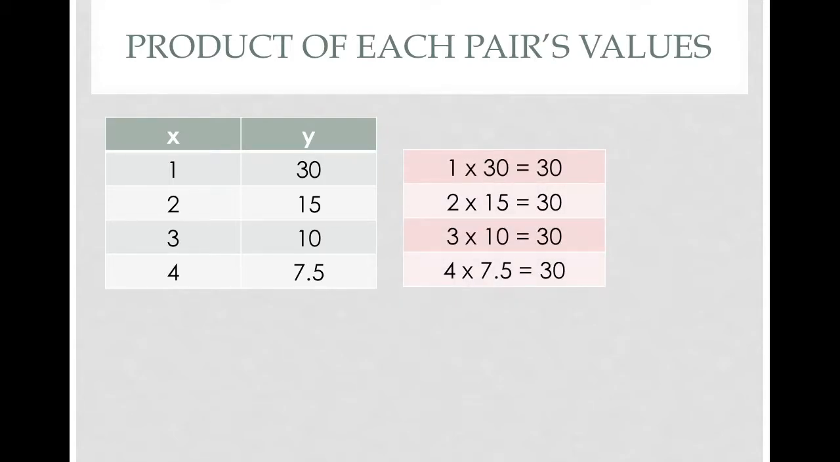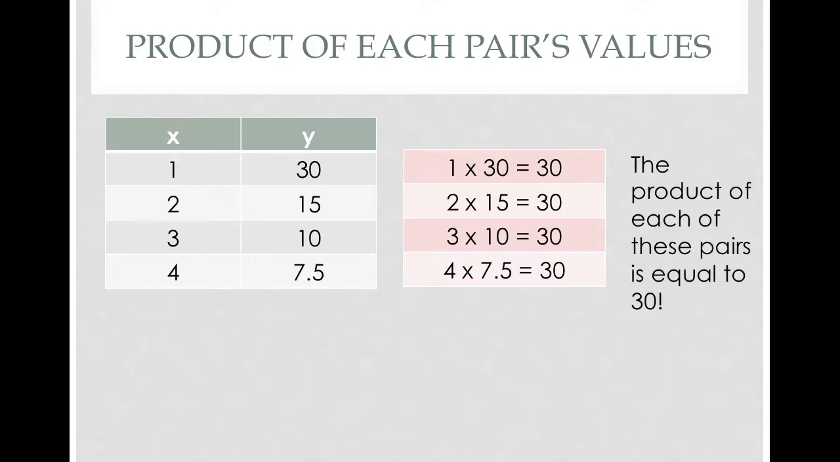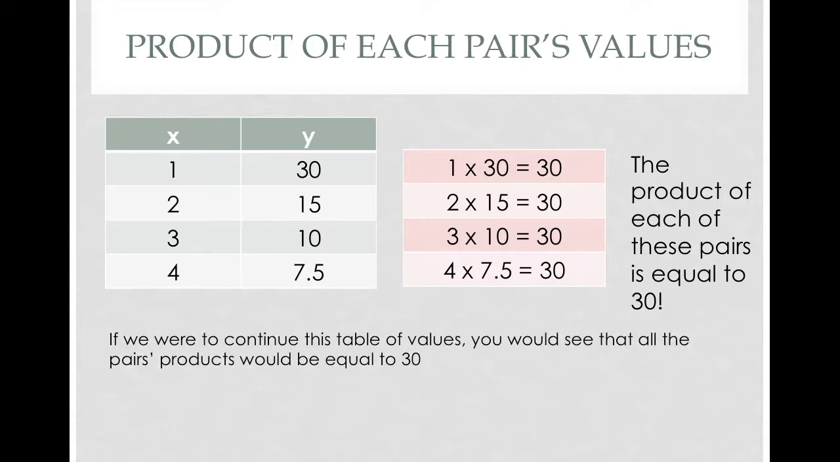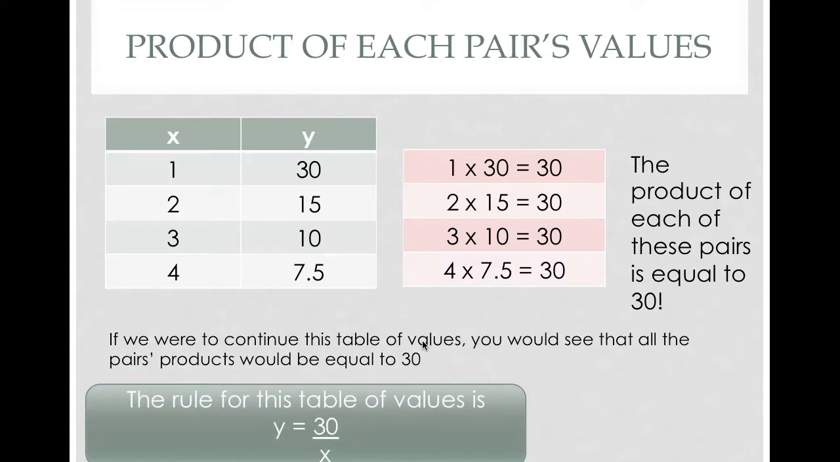When I multiply them together, if you've already done this or you check here, you'll notice that every single one of these products is equal to 30. If we were to continue this table of values, you would see that all the pairs' products would also be equal to 30. So if we were to continue down, 4, 5, all the way up to however many x values I use, and I multiply them by their partnered y's, you would get 30. The rule for this table of values is y is equal to 30 over x. This is a rational function, and that is how you find your constant k of a rational function.